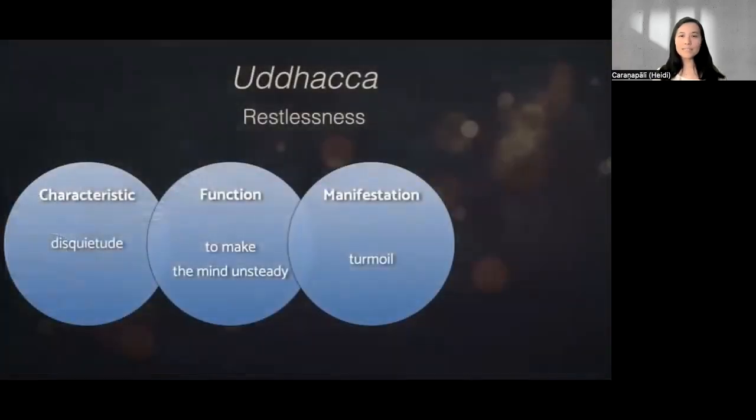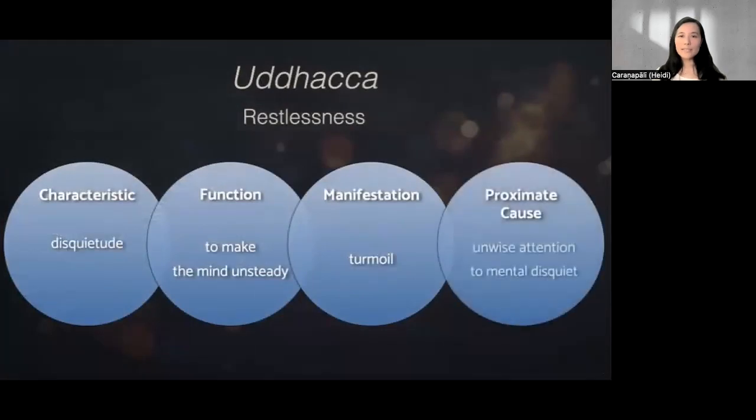Okay. All right. So its proximate cause is unwise attention to mental disquiet. Literally, it means not understanding the nature of mental disquiet, meaning that the person doesn't care whether the mind is quiet or not. So this is the proximate cause. If the person doesn't care whether he is calm or not, then it is easier for him to be restless.